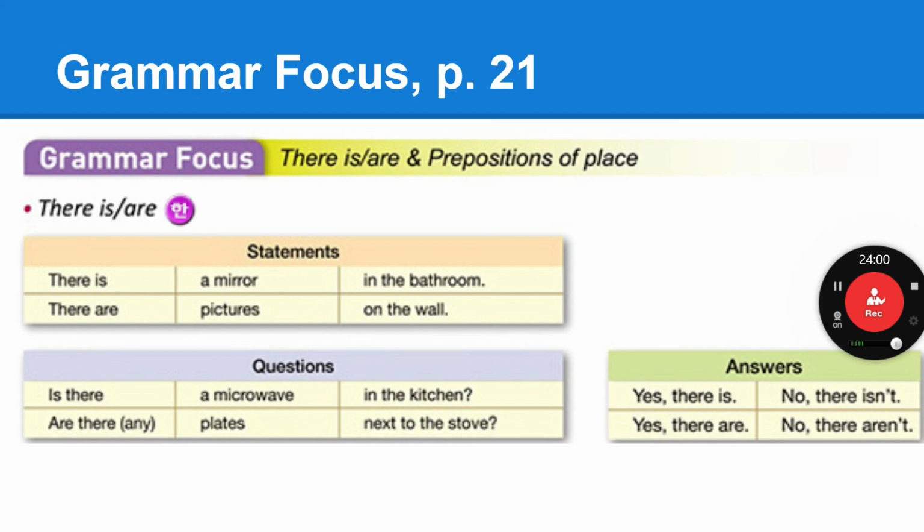Go through your grammar focus. Make sure you understand how to make the statements. With the questions, the verb goes to the front. Instead of there is, it becomes is there. Instead of there are, you ask are there. So the verb moves to the front. Be very careful with that. Your answers are simple. Yes, there is, and no, there isn't. Yes, there are, no, there aren't.